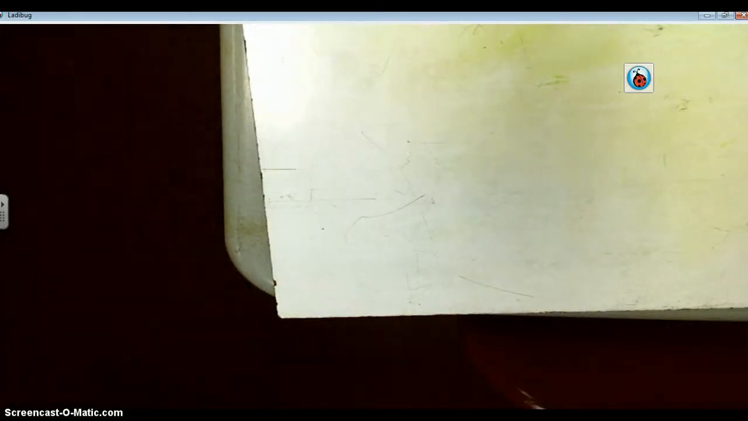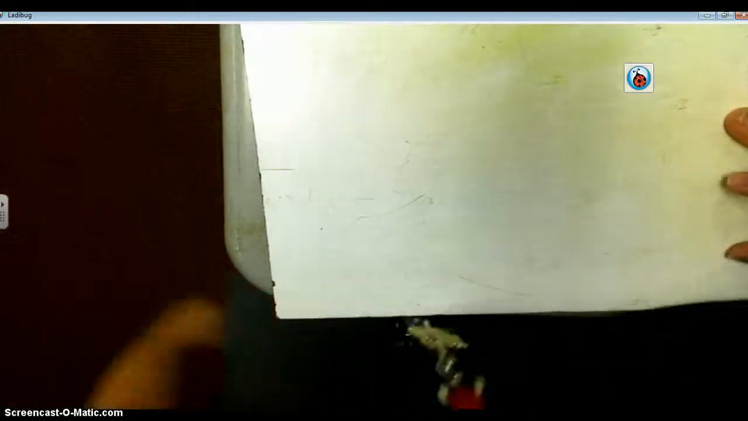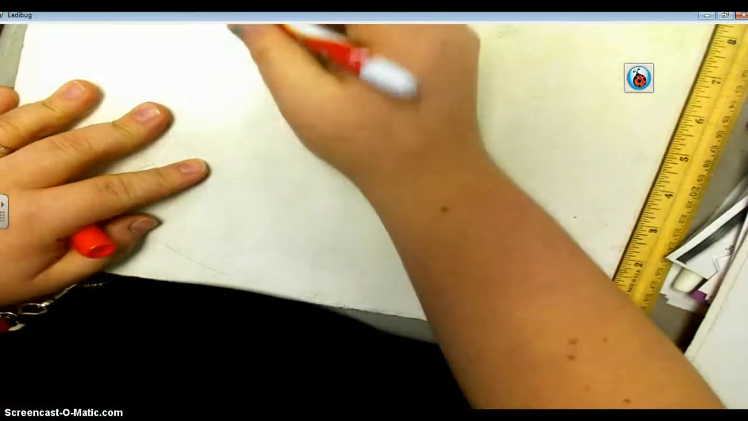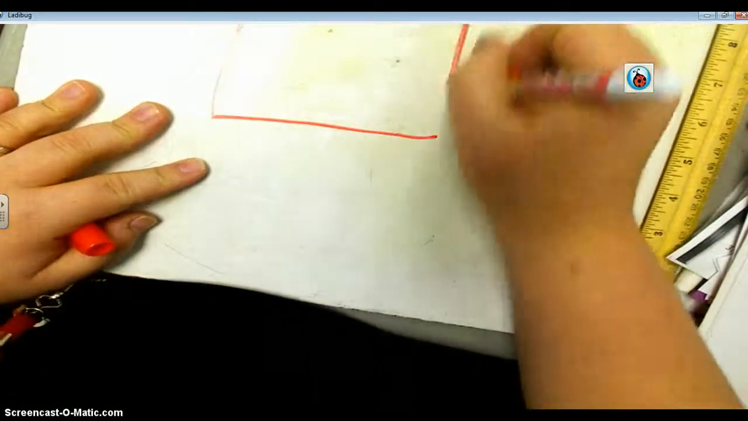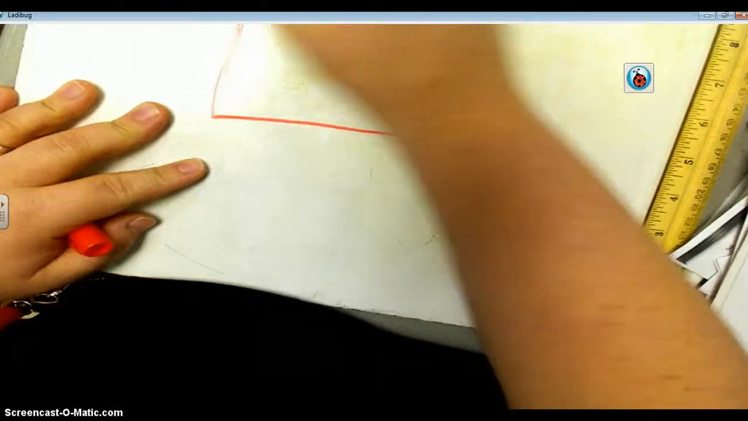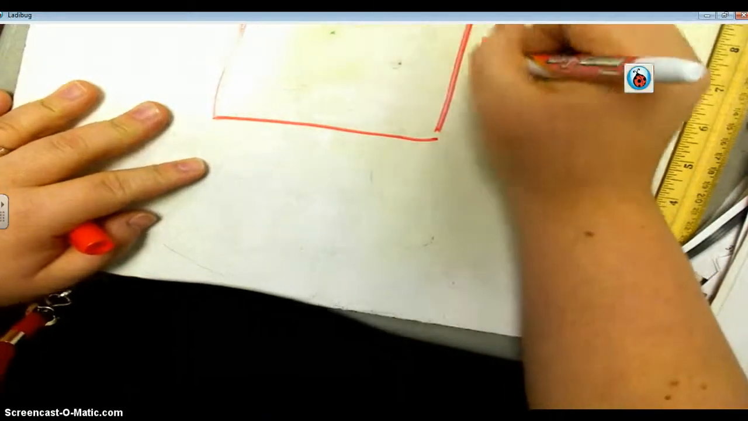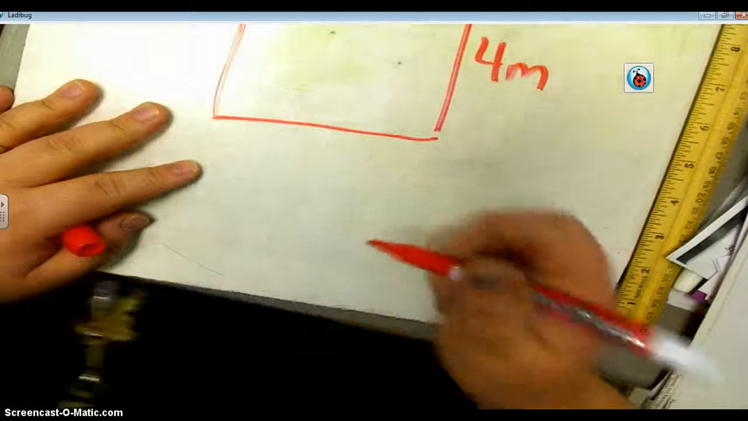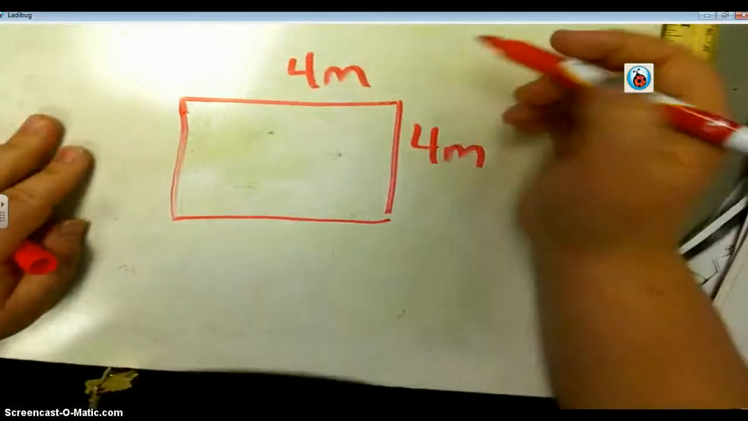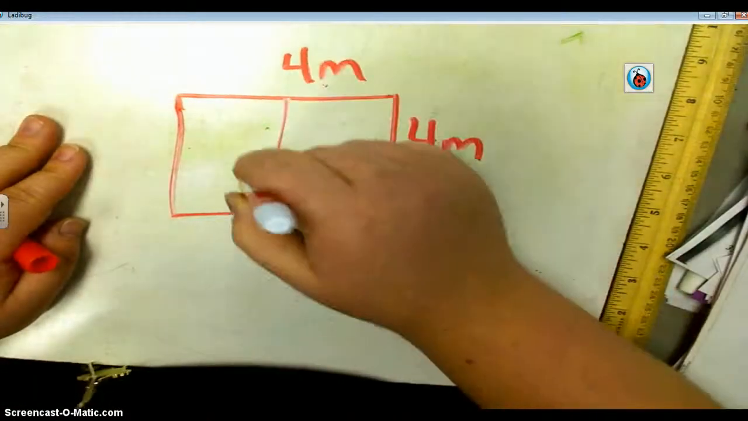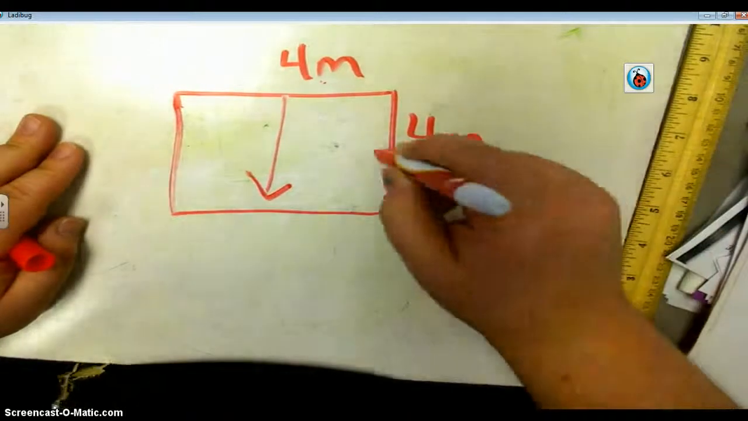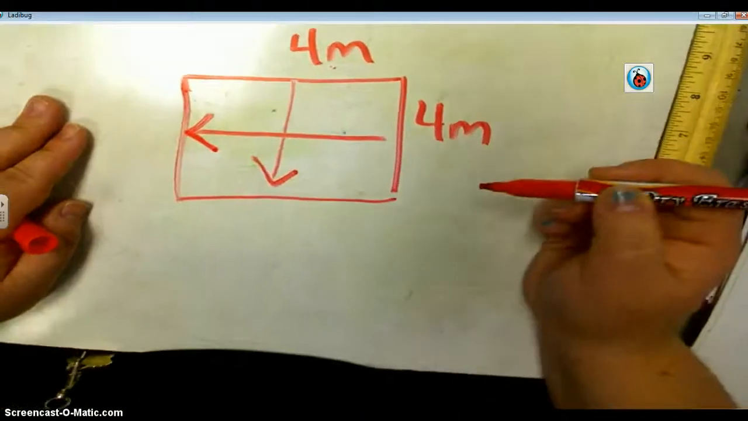Okay? So, let's go ahead and do some examples where we're finding the perimeter of an object or a shape. And I will just draw a couple. And you can find the perimeter of them. Very basic. If this side is 4 meters, what is this side? 4. If this is 4, what is this side? 4.